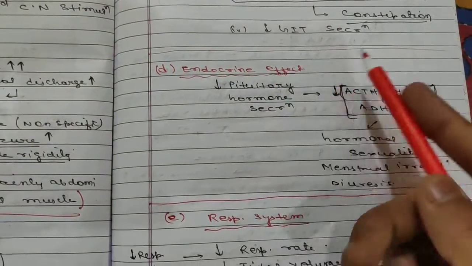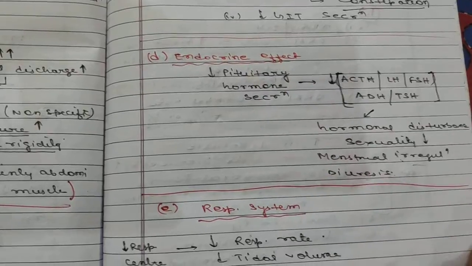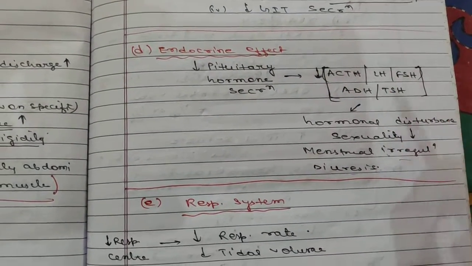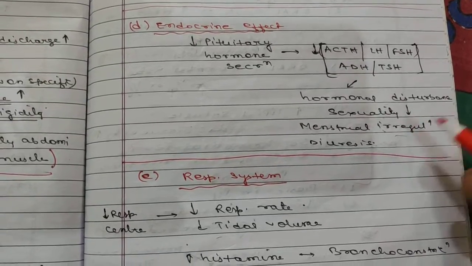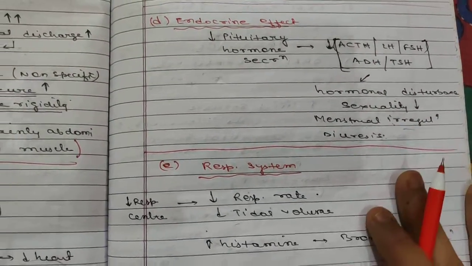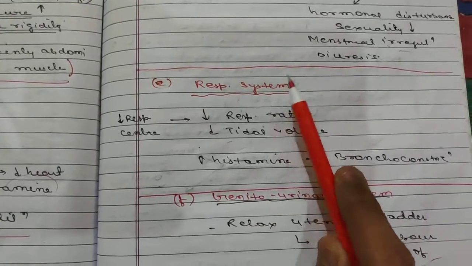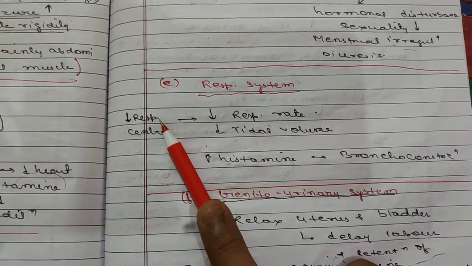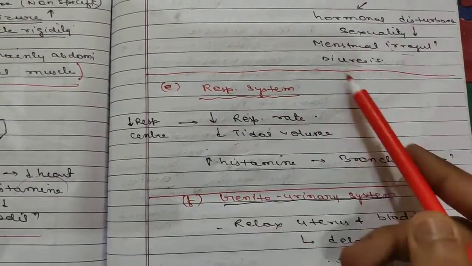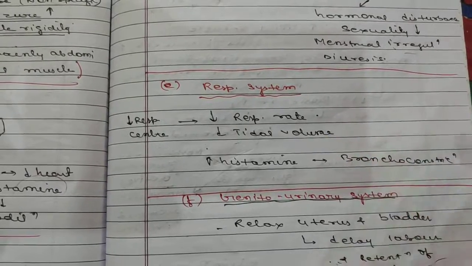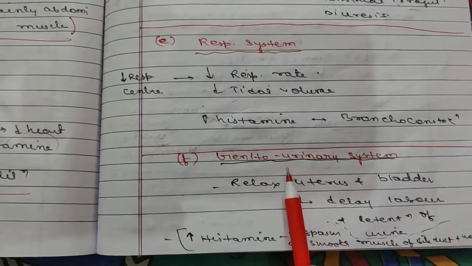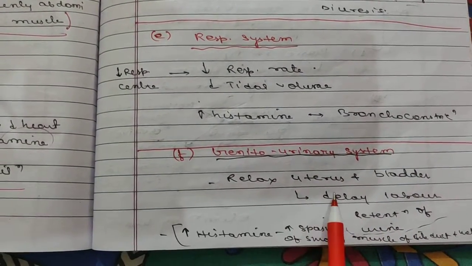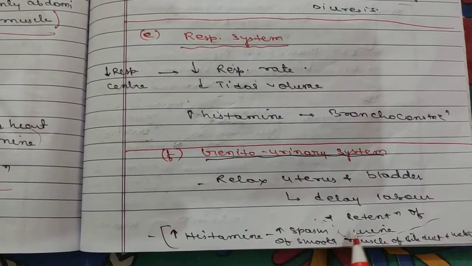The next is the endocrine effect, so it decreases pituitary hormone secretions. Okay, all these hormone secretions will be decreased, that will lead to hormonal disturbances, decreased sexuality, menstrual irregularities, and diuresis. The next system is your respiratory system, and if the respiratory center gets depressed, then it will cause respiratory rate suppression, then it will cause decreased tidal volume. Okay, the next is your genitourinary system, so it relaxes uterus and bladder, so delays labor and causes retention of the urine.